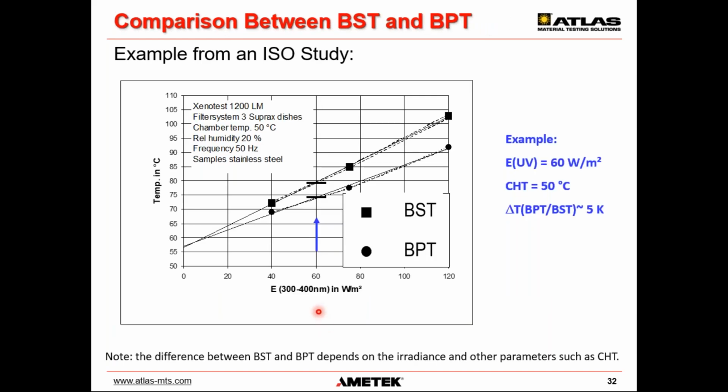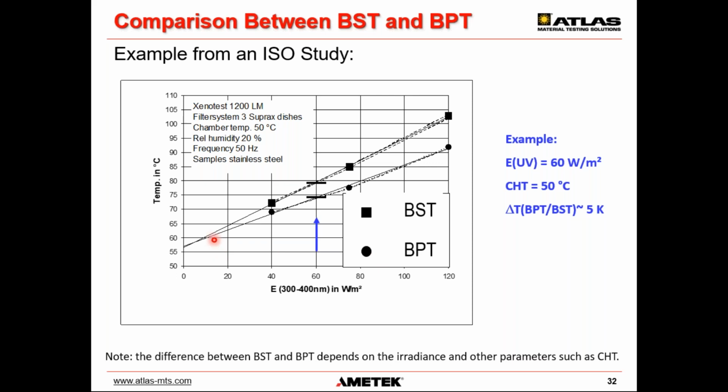So as I noted in the previous slide, you have these two different types, black panel and black standard. But if you place them in the same machine at the same time, you're going to report different values, simply because one's insulated and one isn't. And here we see a graphical representation of how the same test conditions result in different black standard and black panel temperatures at different irradiance levels.